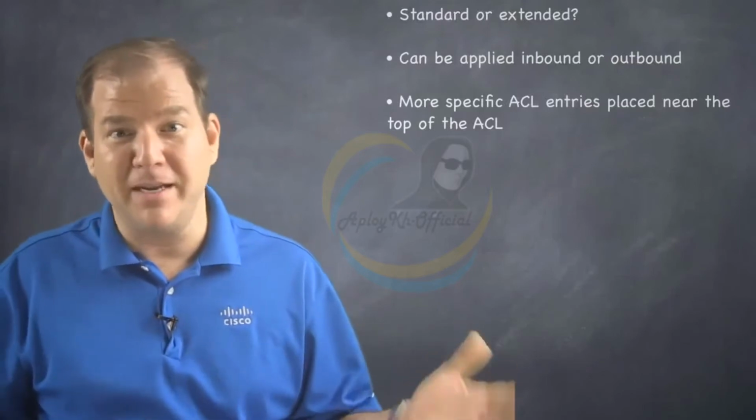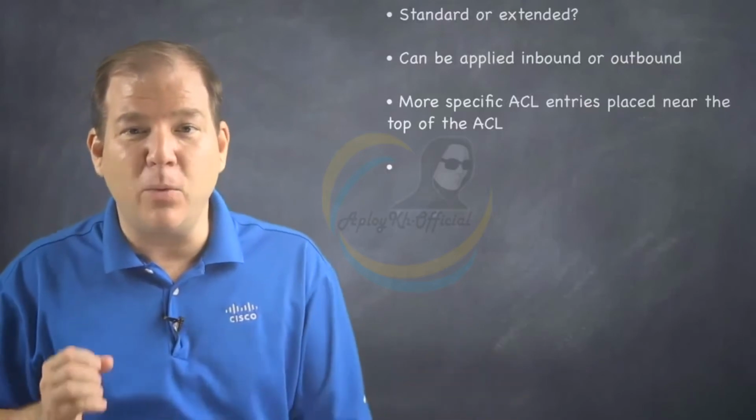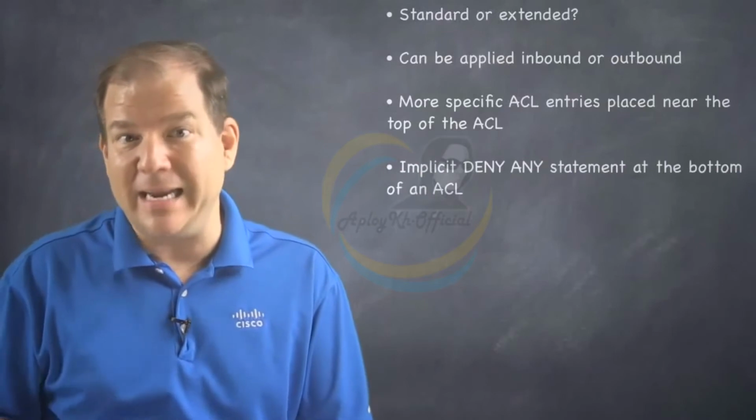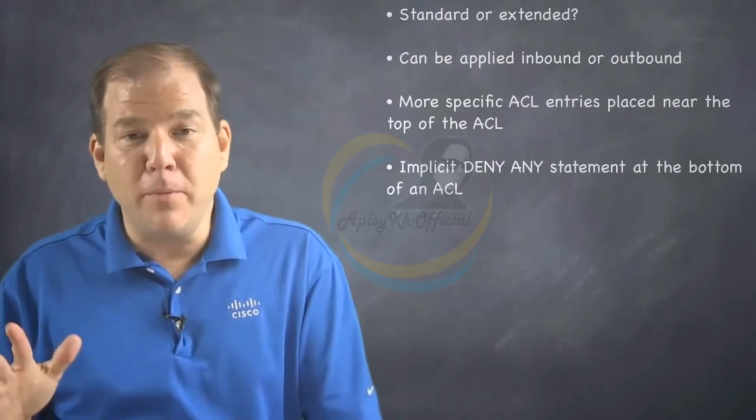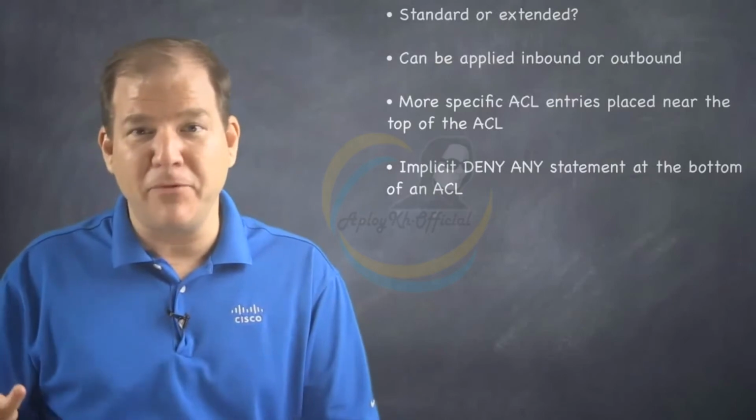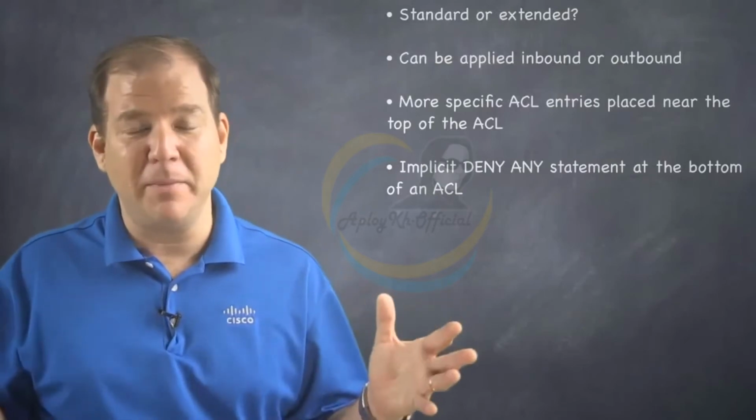And one of the biggest gotchas is forgetting that we've got an implicit deny any statement at the bottom of our ACLs. So if you don't permit at least one type of traffic, then everything is going to be denied.